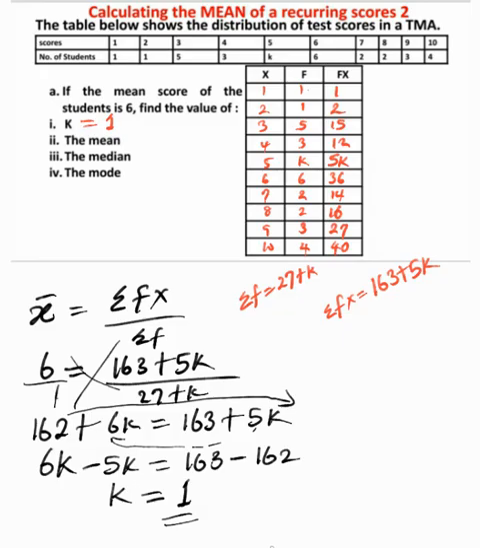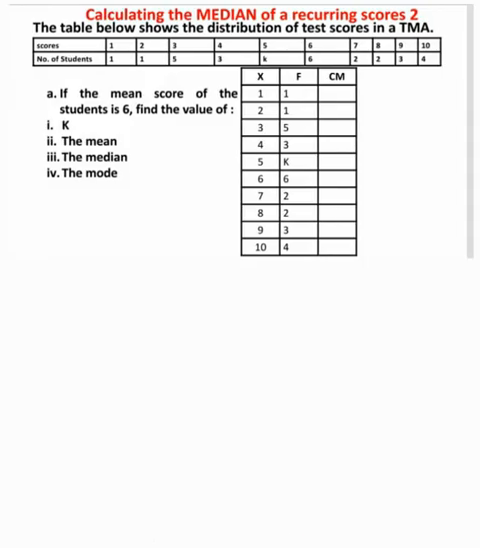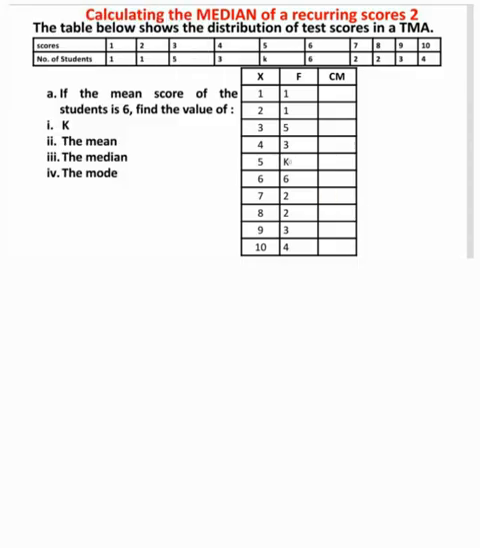Now, we are going to determine the median. The mean is already given, which is 6. So the median is the next target. The median. All right. Now that we've gotten the value of k, we can now substitute. Here, k is equal to 1, right?